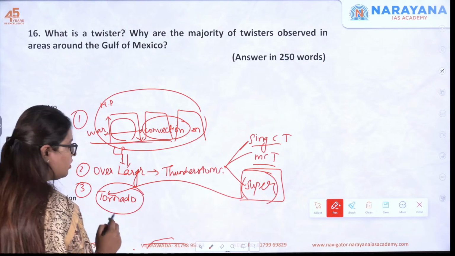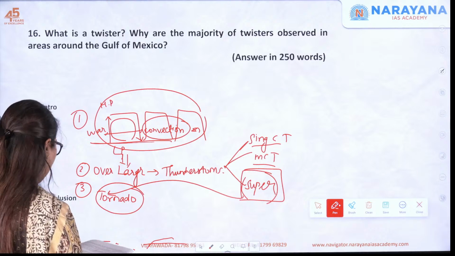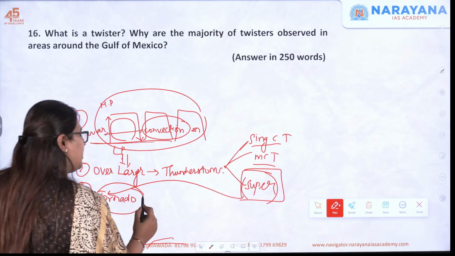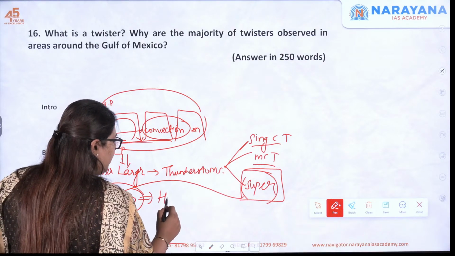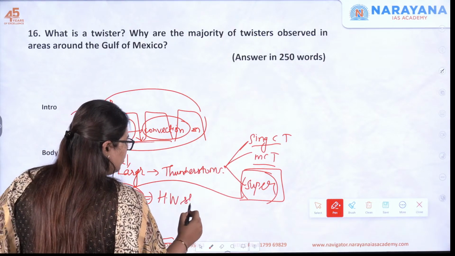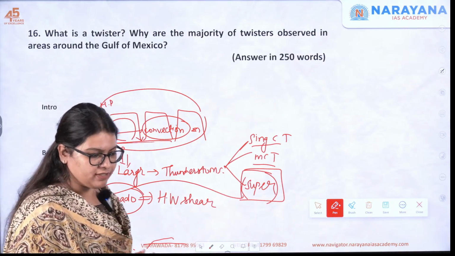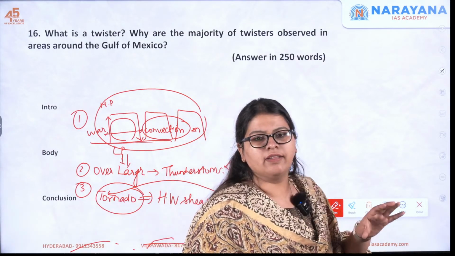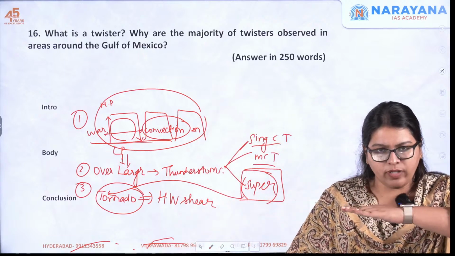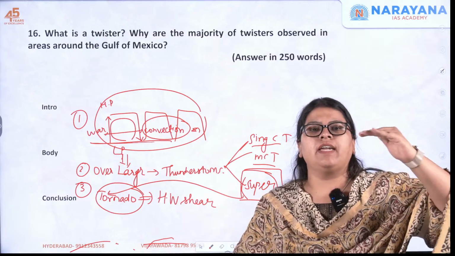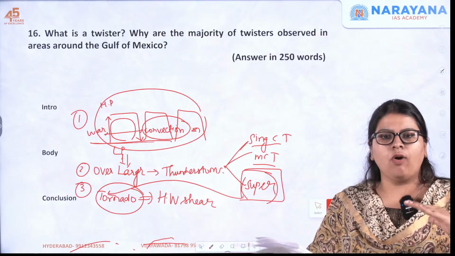Okay, so the supercell thunderstorm is what actually causes your tornado, and this tornado is characterized by high wind shear. So what do you mean by high wind shear? The difference in the nature of the air. That is, one portion, the lower surface, is very warm. The upper portion of the air is very cold. It is moving in the opposite direction.